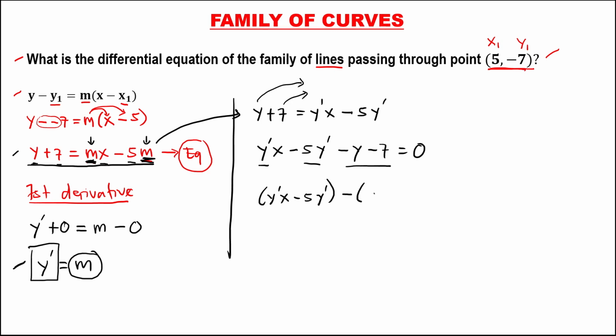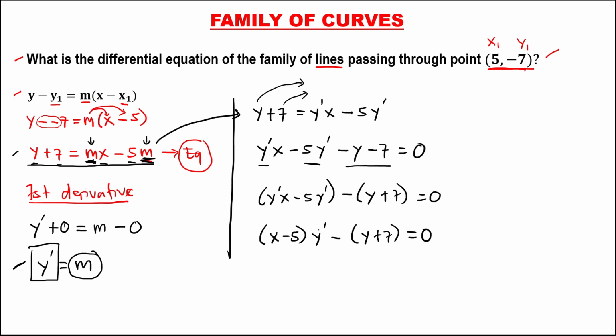So therefore this negative y becomes positive y, and this negative 7 becomes positive 7 because we put this negative outside. And this is equal to 0. Then we can factor out y prime. So this becomes x minus 5 times y prime, minus y plus 7 equals 0.